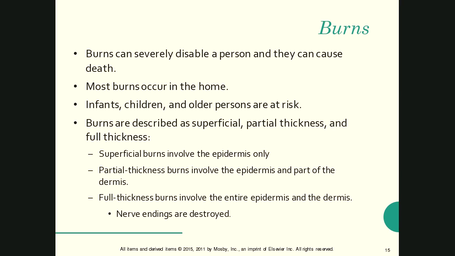So the skin could just be reddened. A partial thickness involves the epidermis and part of the dermis. So this is where you get the blistering. And then the full thickness involves the entire epidermis and the dermis, and then nerve endings, and it can go all the way down to the bone in full thickness burns. And of course, your book has some horrendous looking burns for you to look at. It shows you an electrical burn, and they can be pretty yucky to look at.